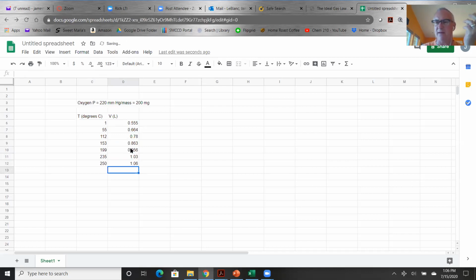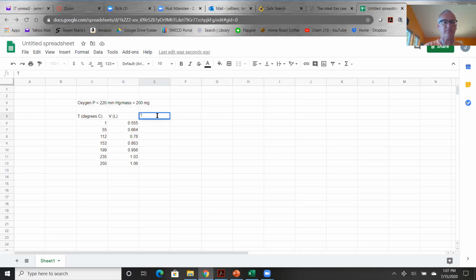So what's the next thing we have to do? So we've got our data in here. So far, so good. This is all the data we collected. What else do we have to do? You have to convert Celsius to Kelvin. Yeah, we do. That's a drag, but we got to do it.